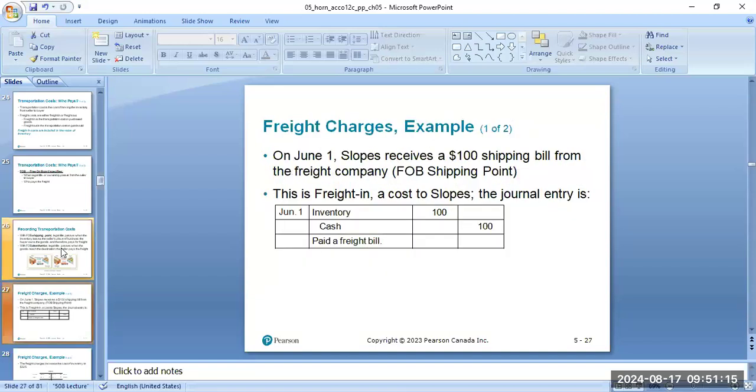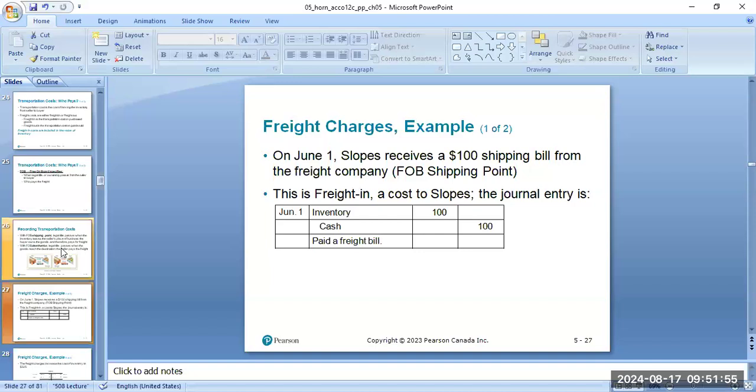Now let's see the journal entries related to the freight or transportation cost. Imagine this company bought those $700 of inventory. They have to bring the inventory from the seller's warehouse to their own warehouse. How can they do that? By paying for the freight. And unfortunately for them, that was free on board shipping point. So they have to pay for the freight.